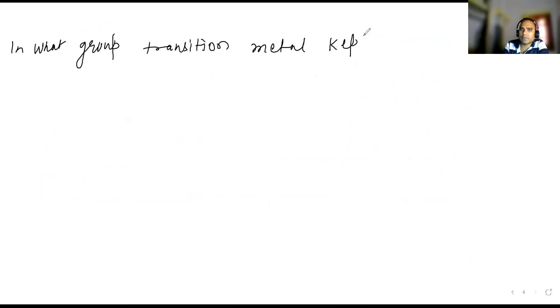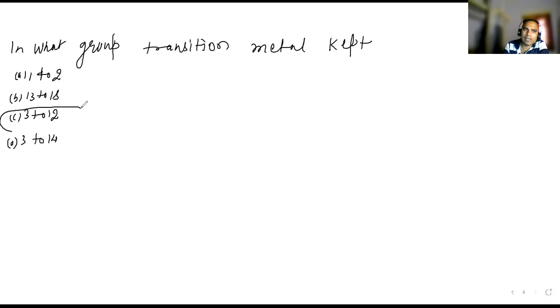Transition metals are kept in groups 3 to 12. Okay, 1 and 2, 13 to 18, 3 to 12. What can be our answer? 3 to 12. Yes, so this is the 3 to 12, our transition metals.